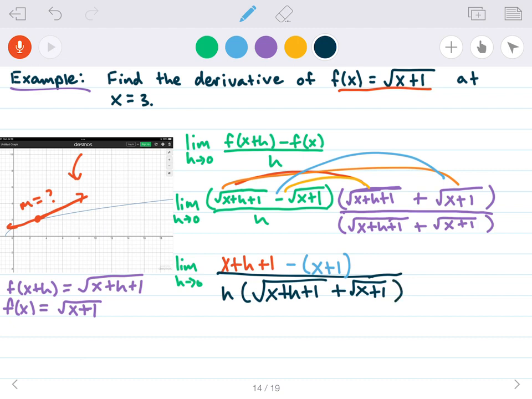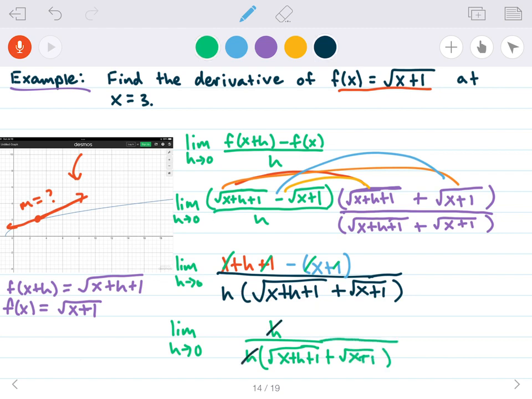Okay. All right, so I can combine like terms in the numerator. And so those x's are going to cancel out as well as the 1's. And so I'm just left with h over h times root x plus h plus 1 plus root x plus 1. And those h's are going to cancel out to just leave me with 1 over root x plus h plus 1 plus root x plus 1.